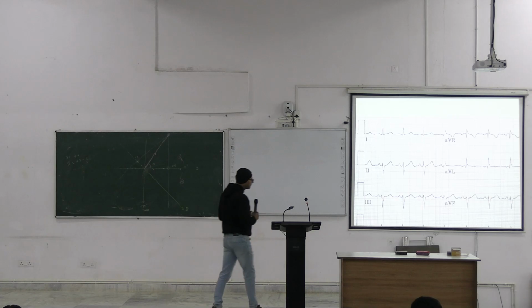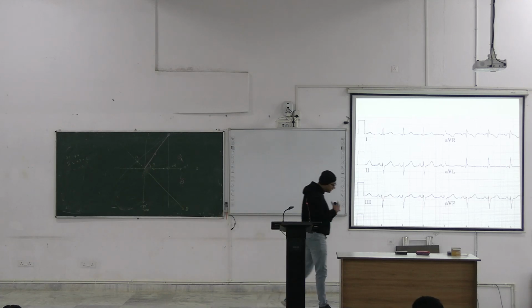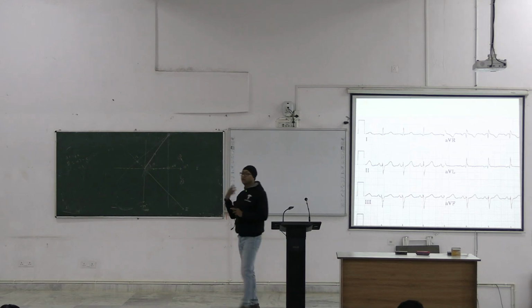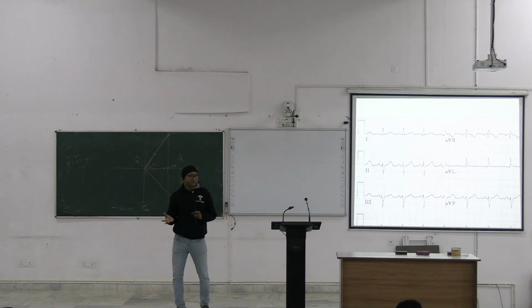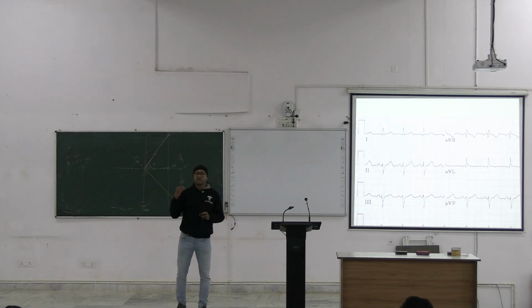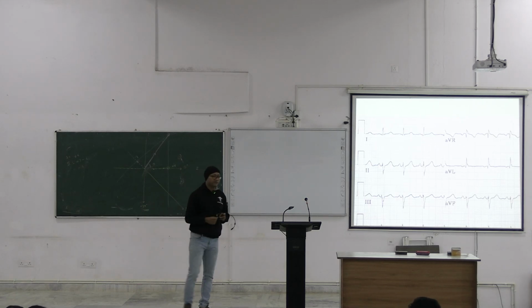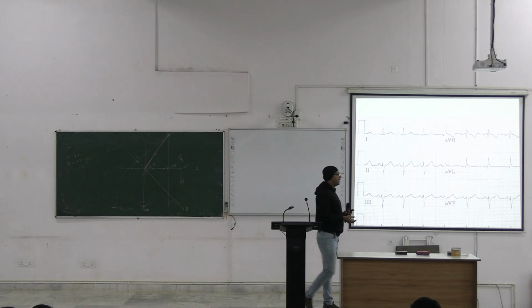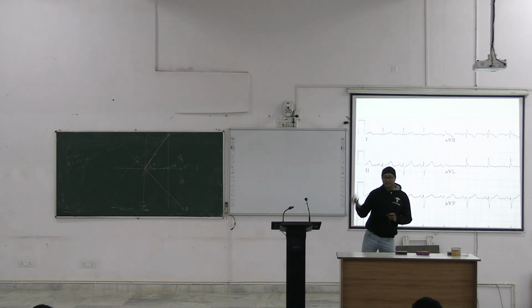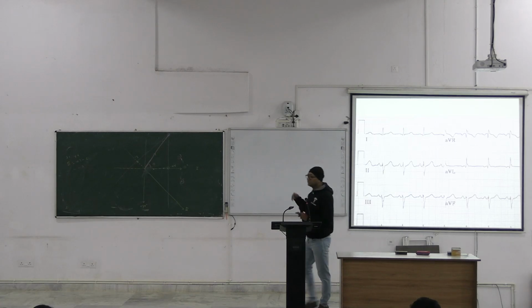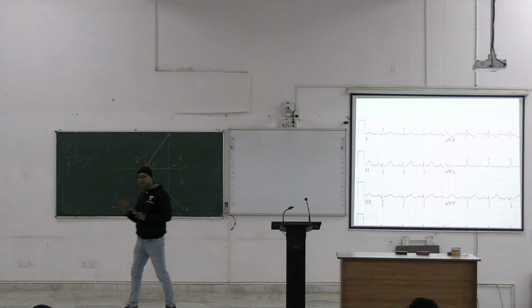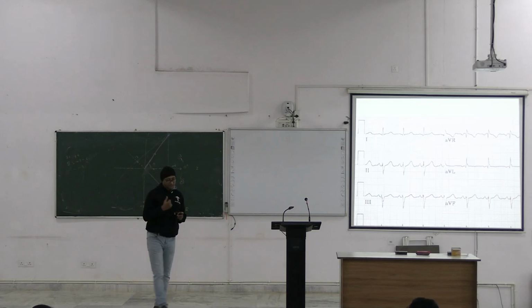We have conduction fibers that supply the depolarization wave or action potential from the SA node to the ventricle ultimately. The conduction pathway, if you remember, starts from the SA node to the AV node. We have internodal tracts, and from the AV node we have the bundle of His, which at the upper part of the interventricular septum divides into the left bundle branch and right bundle branch.